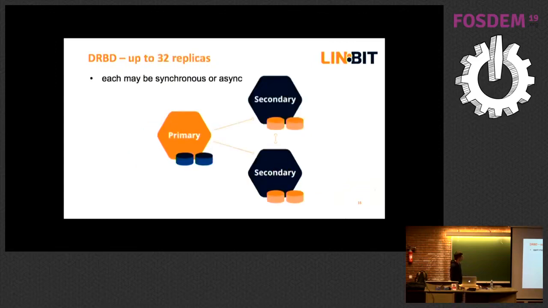And then with DRBD9, DRBD has also learned to replicate to more than one peer. And now it's up to 32 actually. And that's probably a somewhat theoretical value because no one is going to replicate the same data 31 times. That's a bit of a storage overhead.